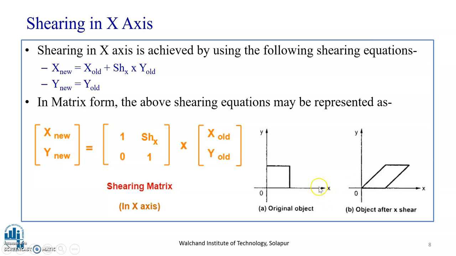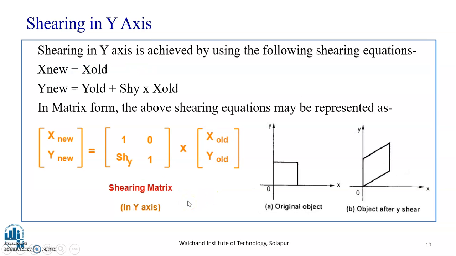As you can see, the original object is a square. When the shearing transformation is applied in x direction, you see a slant in the object. The matrix form of the above shearing equation can be represented as [x new, y new] is equal to [1, shx; 0, 1] into [x old, y old]. This is the shearing matrix in x direction.